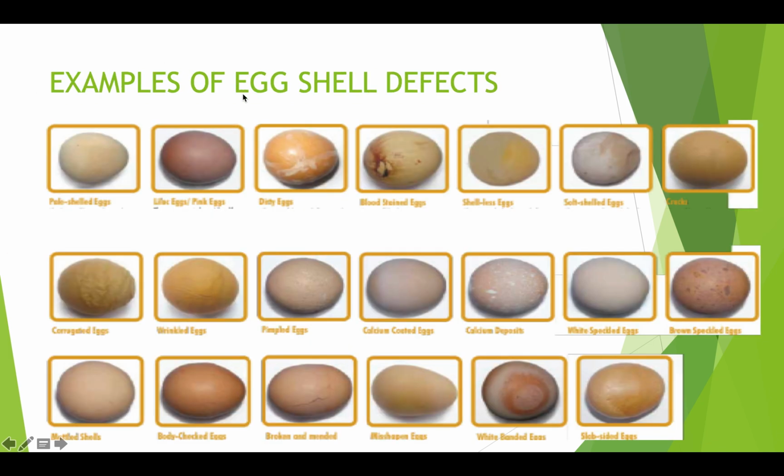Here are some examples of eggshell defects like blood spots, shellless eggs, here a damaged shell, cracks.